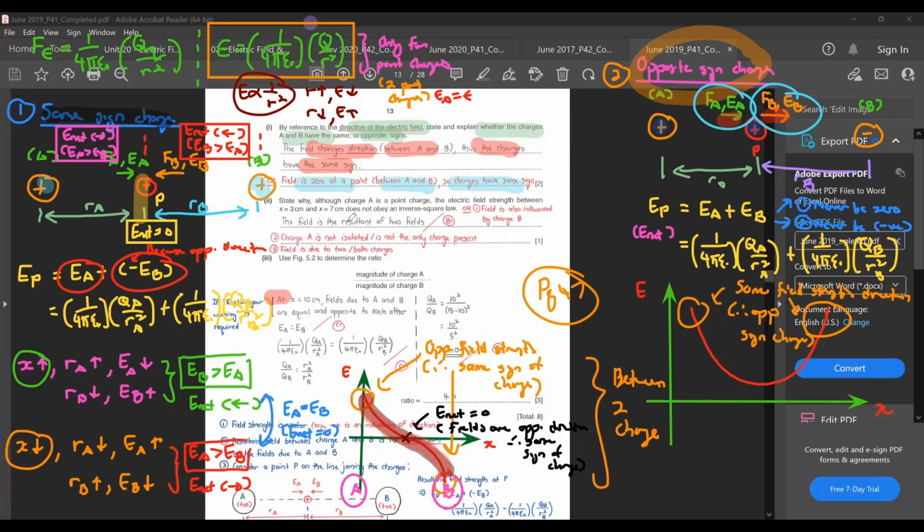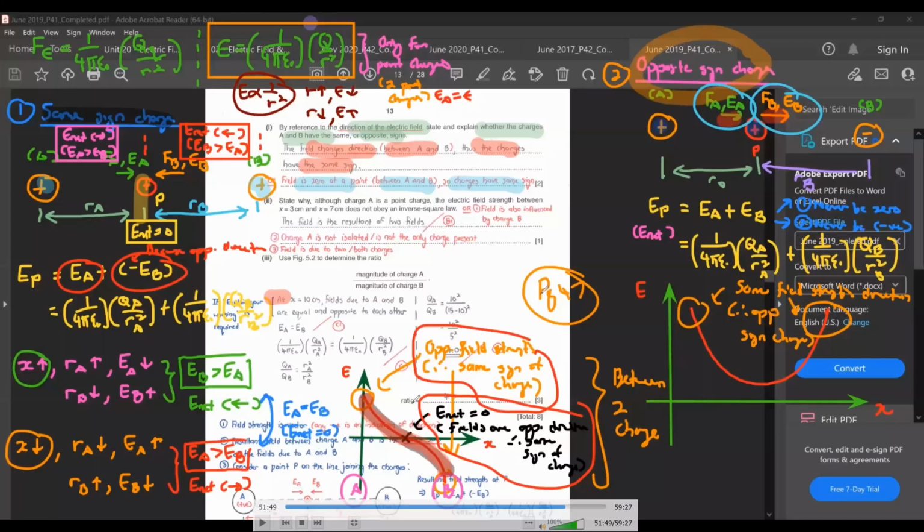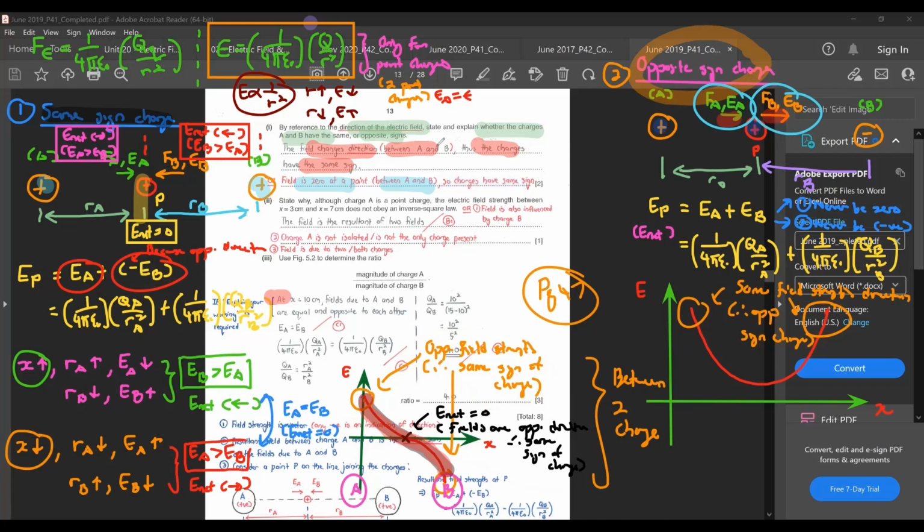Okay, so generally you normally single out either this point to explain that they have same sign, or this point where the field strength is 0 in order to explain that they have the same sign of charge. Okay, your answer is always either this or this. Pick either one. Either you say they have opposite field directions, so same sign, or field is 0 at some point, so same sign. Okay, it's just 2 marks usually.